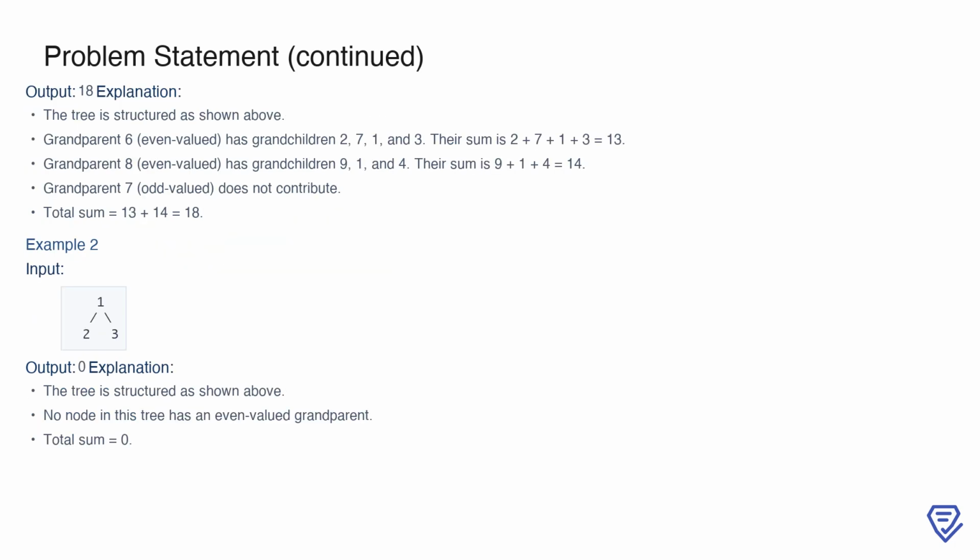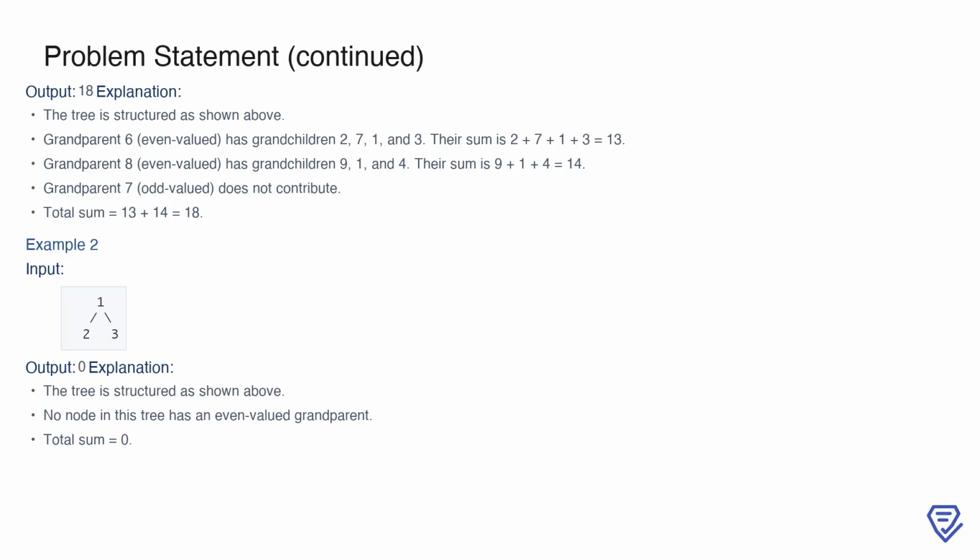To better understand this problem, let's consider the first example. We are given a binary tree where the root node has a value of 6, and its children are nodes 7 and 8. These child nodes themselves have further children, forming a multi-level tree. In this example, the even-valued grandparent 6 has grandchildren with values 2, 7, 1, and 3. Adding these values gives us a sum of 13.